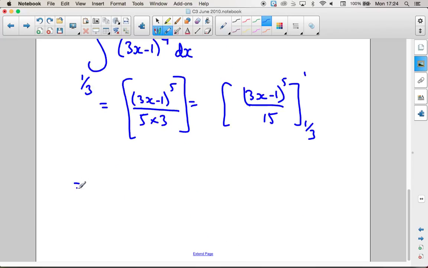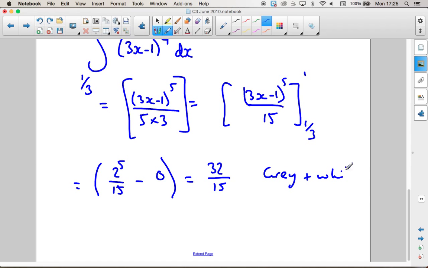When we put 1 in, we're going to have 2 to the power of 5 over 15. And when we put a third in, we're going to have 0, because a third of 3 is 1, and then 1 take away 1. So that is just 2 to the power of 5, and 2 to the power of 5 is 32 over 15. So that is the area of the grey plus the white.